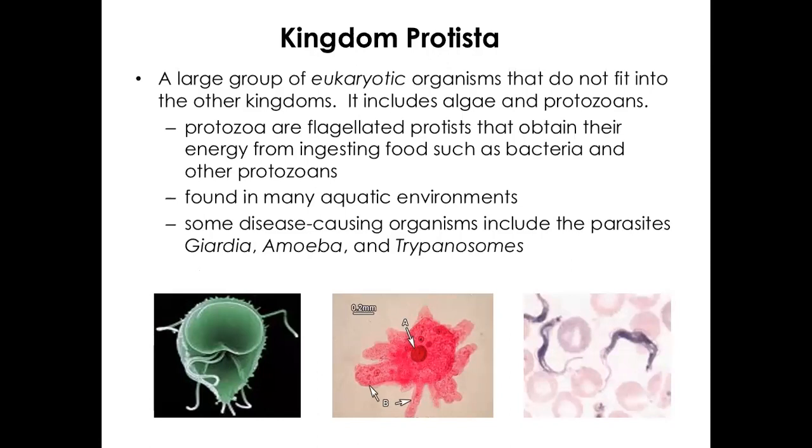They usually have flagella, which are like little whips that come out that they use to help move. And they eat things to get their food. So they are heterotrophic, meaning they have to eat to get nutrients. They grow in water usually. And we've got some nice samples down here.